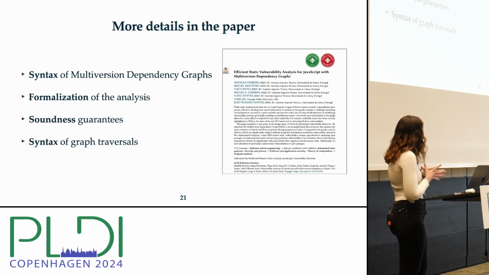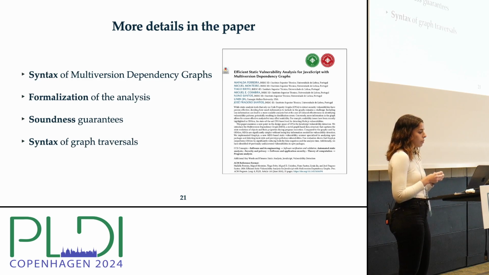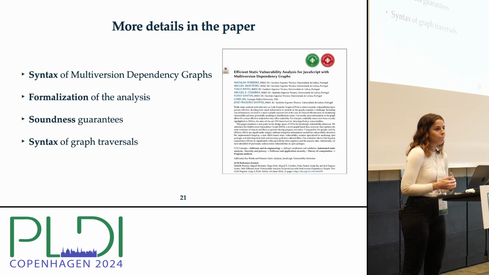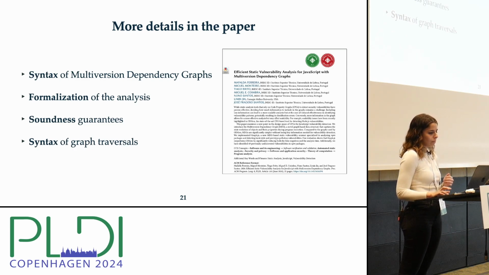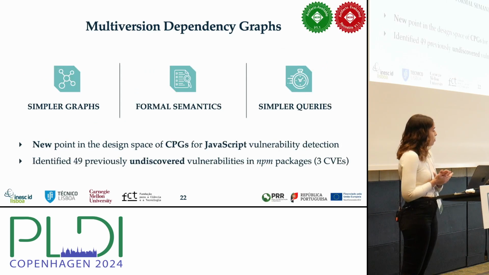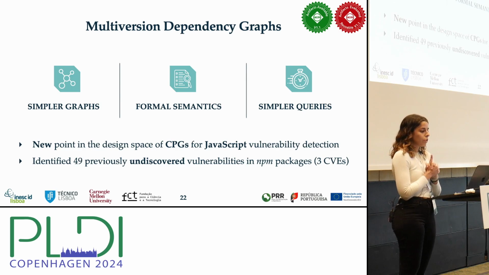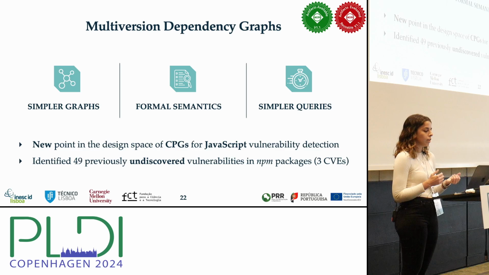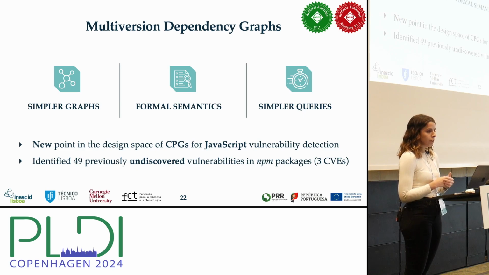So there are many things that I did not cover in this talk, such as the full syntax of the graphs, the formalization of the analysis, and the soundness guarantees. But I invite you to read the paper to learn more about those details. So to conclude, I presented you multiversion dependency graphs, which is a new point in the design space in the code property graphs for JavaScript vulnerability detection. These multiversion dependency graphs are simpler. They have formal semantics, and they allow for simpler and more efficient queries. With GraphJS, we were also able to identify 49 previously undiscovered vulnerabilities, which actually resulted in 3 CVEs.